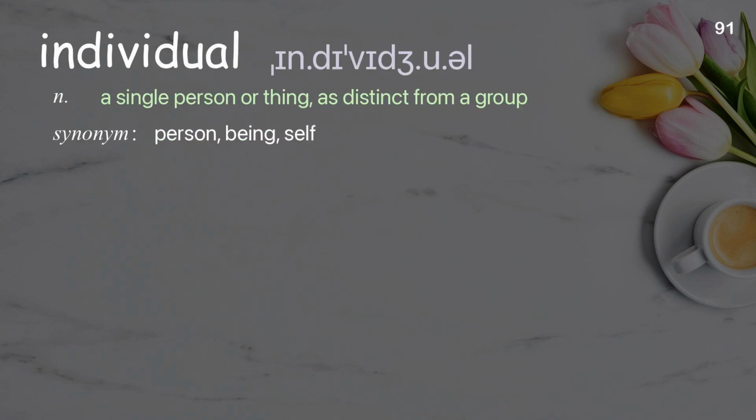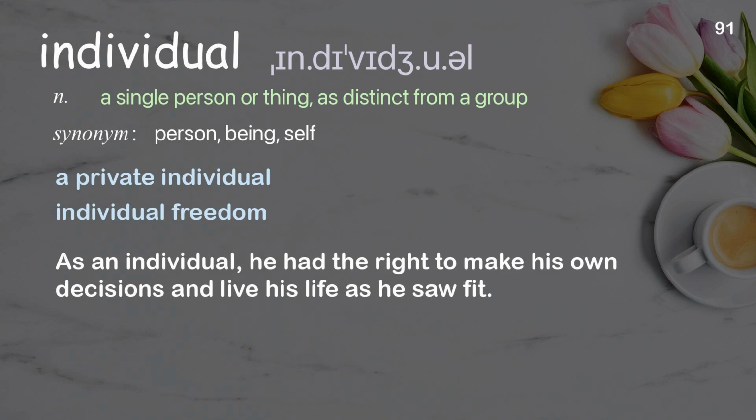Individual. A single person or thing, as distinct from a group. Examples: a private individual, individual freedom. As an individual, he had the right to make his own decisions and live his life as he saw fit.